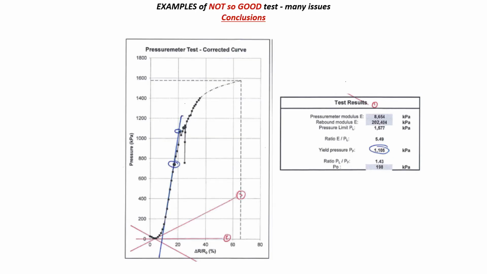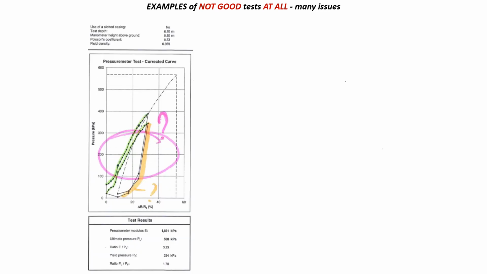And the conclusion for this specific test: first of all, as we discussed, your pressuremeter model is wrong because they picked the wrong second point. Your pressure limits are not good. Definitely the ratio of modulus to pressure limit is not good. Your ratio between limit pressure and yield pressure is not good. Your P naught value is not good. So actually, the whole test and analysis was not good. So all values, you cannot rely on them.